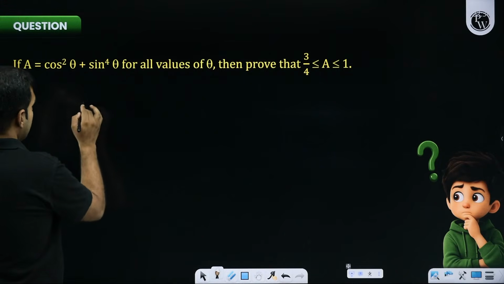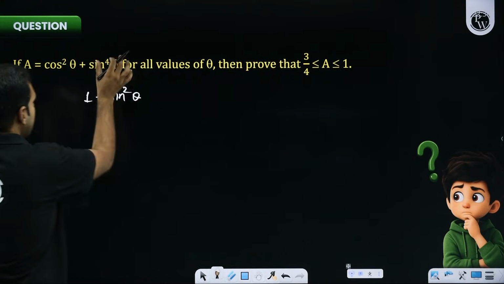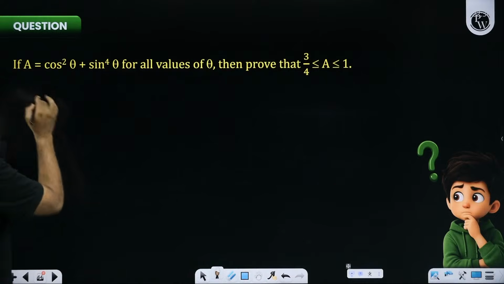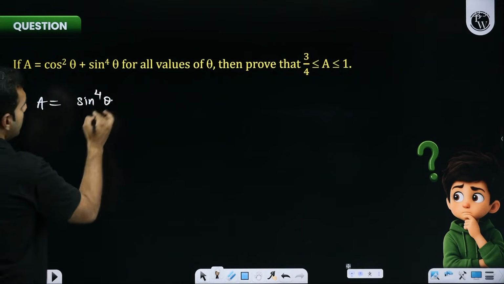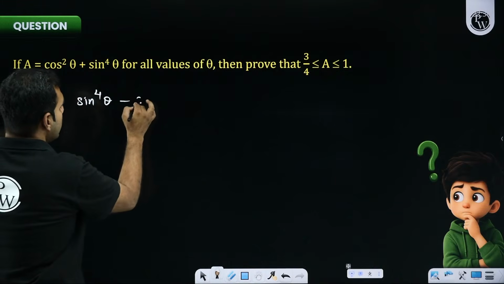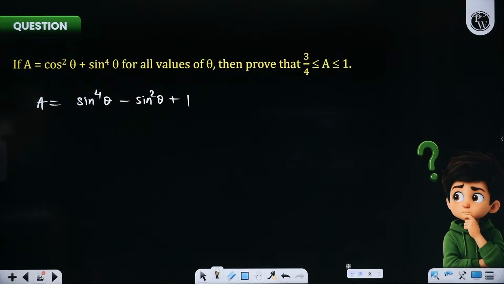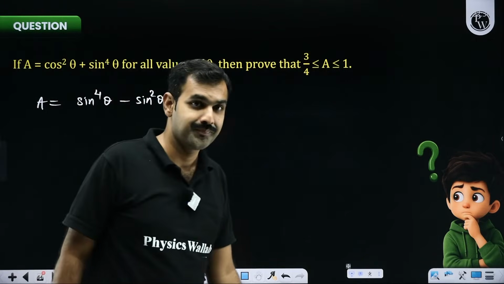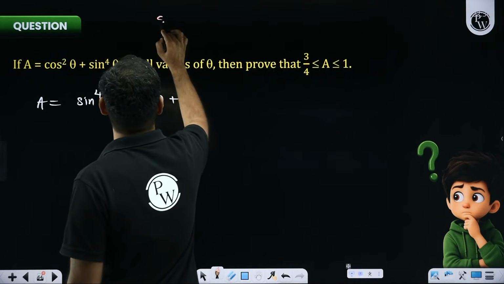Can I write cos square theta as 1 minus sine square theta? And sine to the power 4 theta stays like that. So A I'm writing as sine theta to the power 4. Cos square theta I'm writing as 1 minus sine square theta. So can I write it as minus sine square theta plus 1 for a while like this? Everyone okay with this?